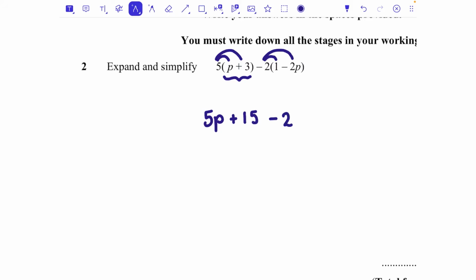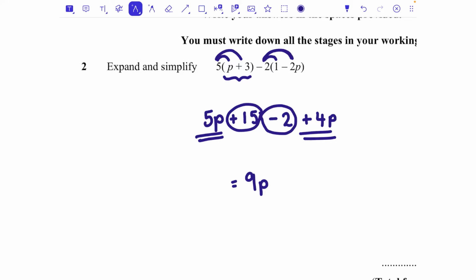And here's where most students go wrong. You are doing minus 2 lots of minus 2p. And if I'm doing a negative times a negative, that is going to be plus 4p. So our answer here is 9p. I've got positive 5p, add 4 more p. And then I've got 15. I'm taking away 2. And that is positive 13. So that's my final answer.